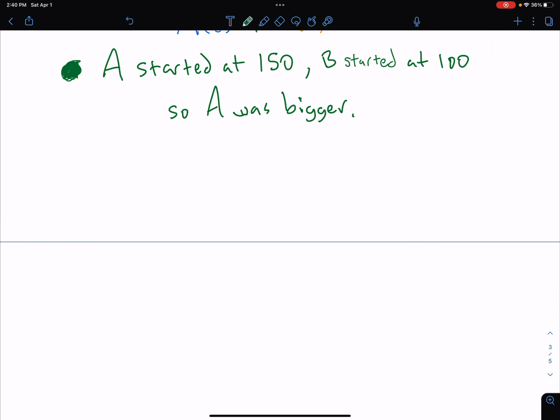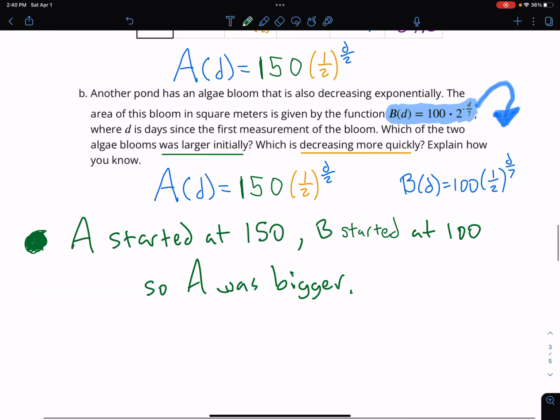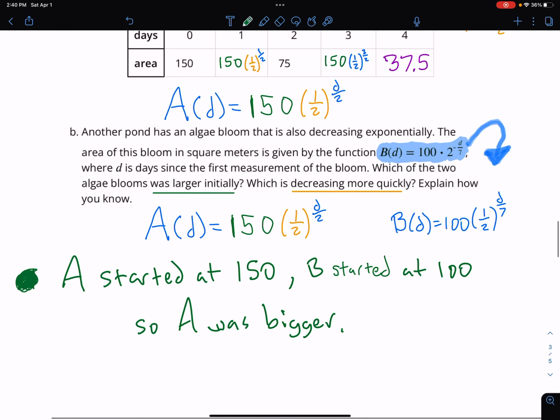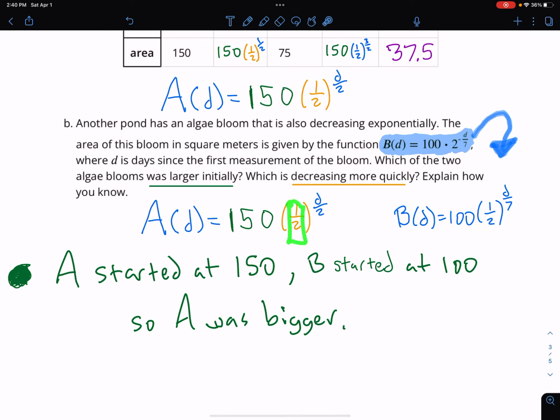Get out of here. All right, what's part B? The second question here in B of question 6. Which is decreasing more quickly? All right, so when they say which is decreasing more quickly, I might say, oh my gosh, this has got a half-life. This has got a half-life. They're both getting cut in half. What am I supposed to do? That sounds like the same.